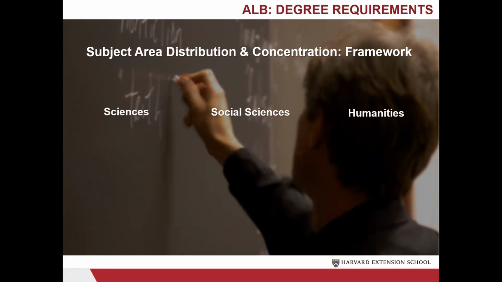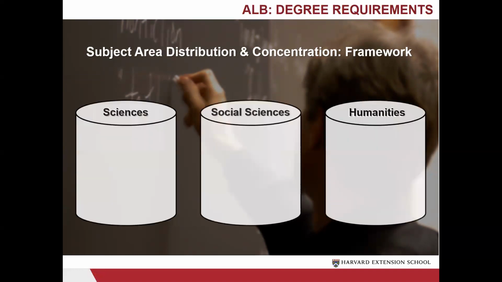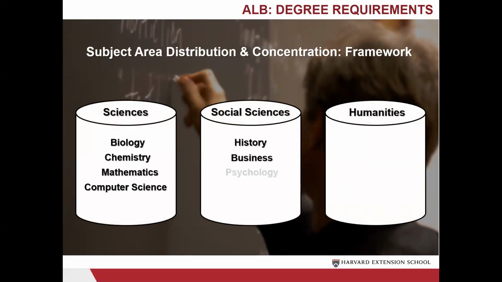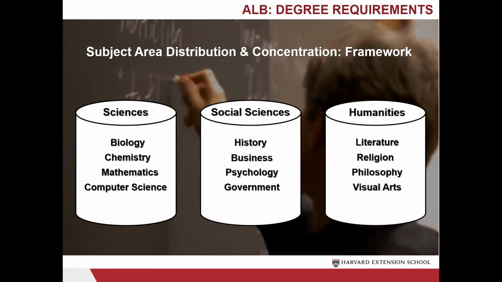We think of these as lying along a spectrum from the most quantifiable fields ranging to the more qualitative fields. We think of these as subject area buckets that each contain various fields of study. It is likely that once you understand the logic of the subject area buckets, you will be able to see how the courses you have completed might be classified towards any one of these three subject areas.